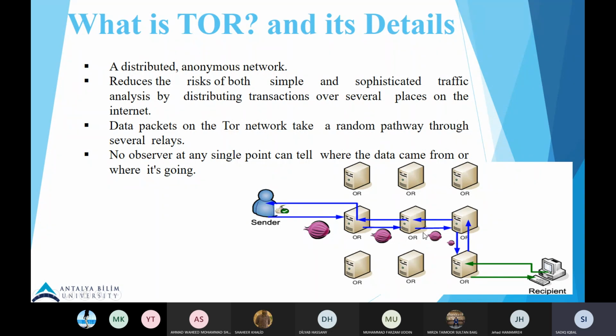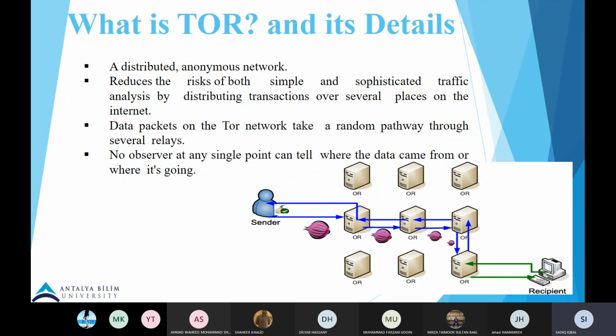That process repeats, sending the data to the next router. That router then knows it needs to transfer this traffic to the following router, and from there that router sends the traffic to the recipient. When that router decrypts the information, it knows who the recipient is, and the recipient receives the information. No observer at any single point can tell where the data came from or where it's going.